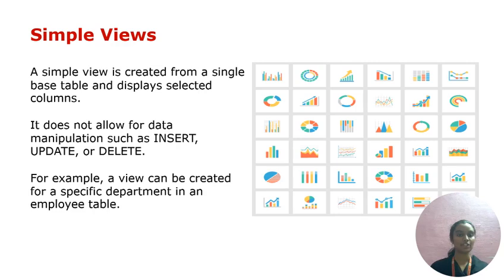In case of simple views, it does not allow for data manipulation activities such as inserting data, updating data or deleting data. It just displays the selected columns in a single table. Simple views contain only a single table, not more than one. For example, if a view is to be created from an employee table and a user wants to display the specific department, then the particular attributes can be displayed in the simple view.